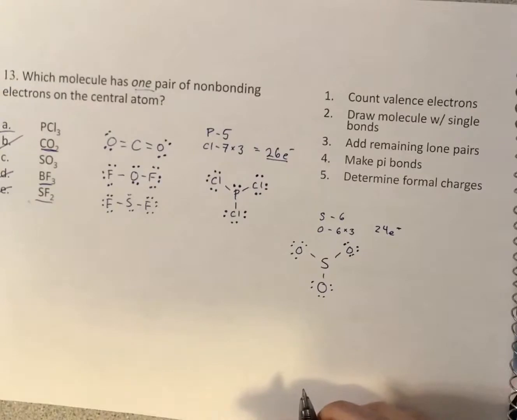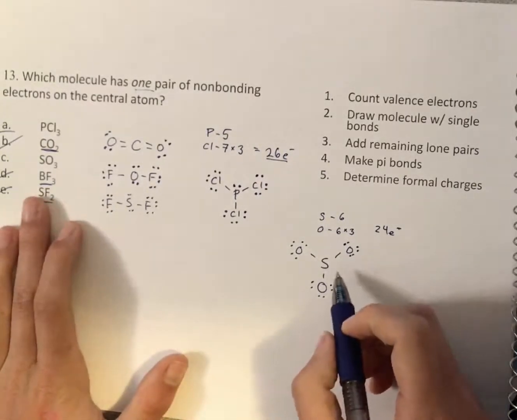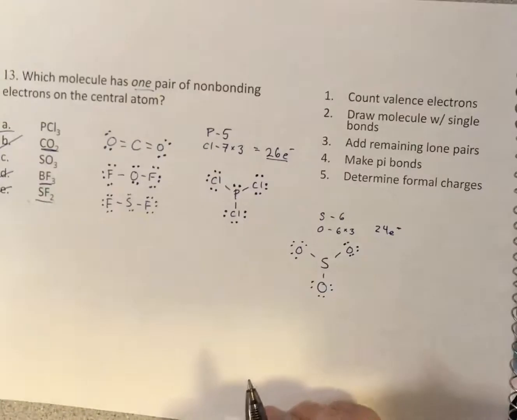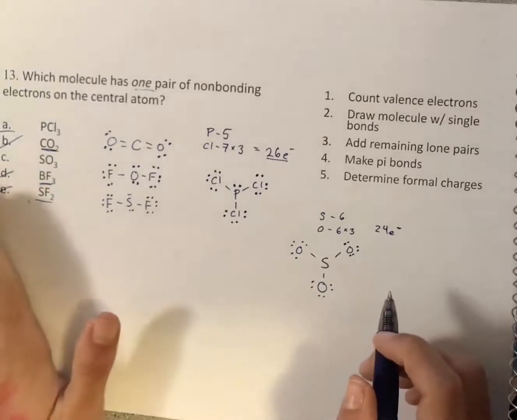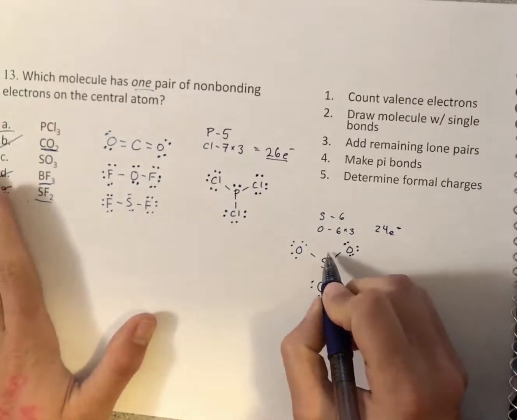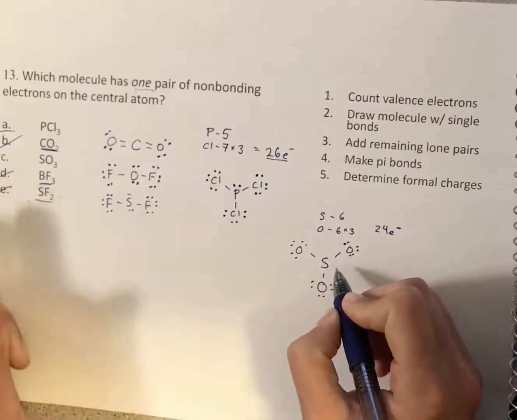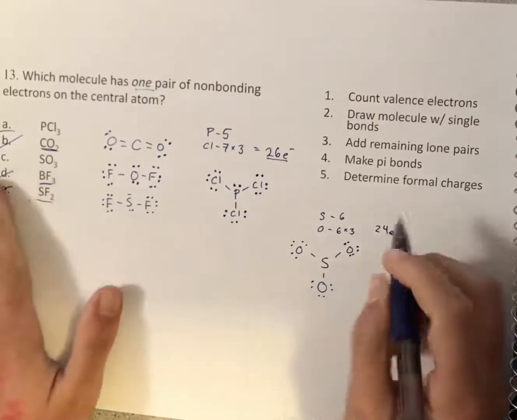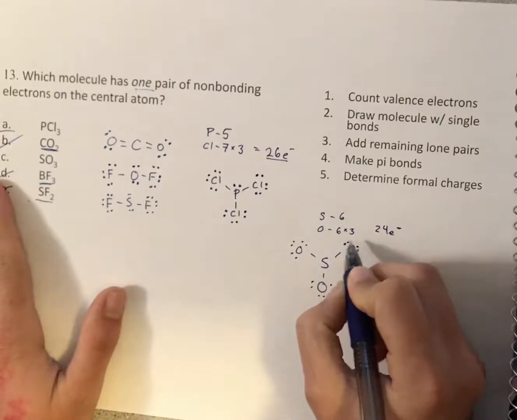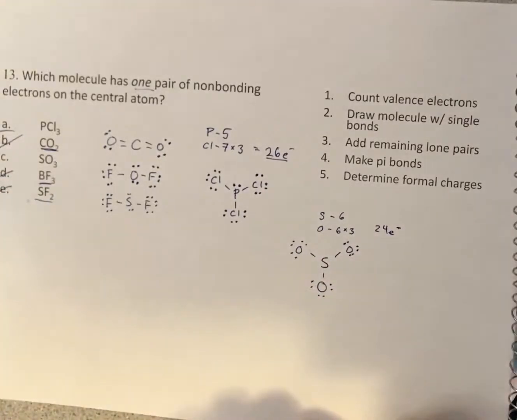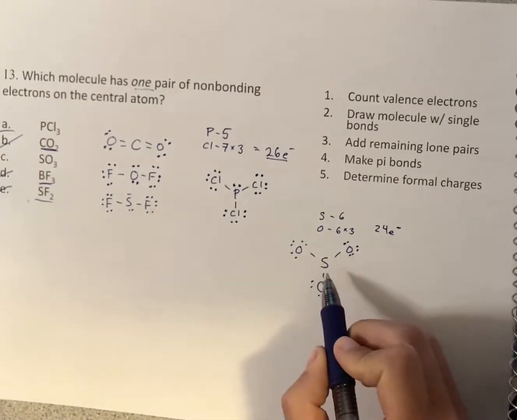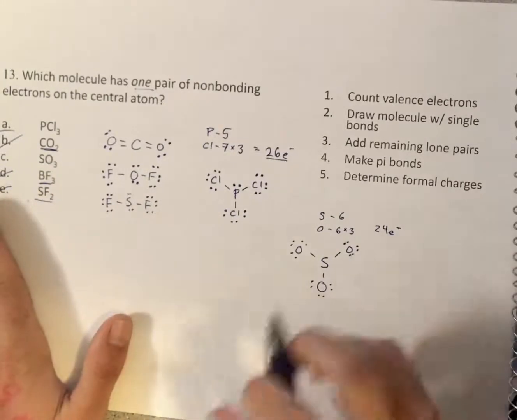And what we're going to do here is, like I mentioned before with sulfur, sulfur can have more than 8 electrons in its valence shell because it's larger and it's in that third or lower row. Because if we were to go through and look at the formal charges of SO3, we would see that we would be getting a lot of positives on the sulfur and negatives on the oxygen.